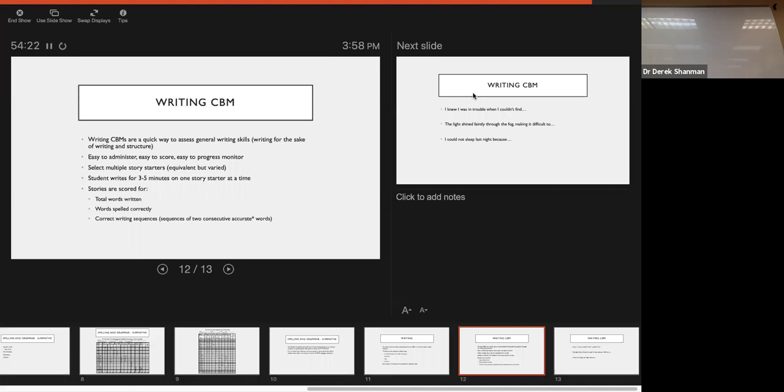So a correct writing sequence is a sequence of 2 consecutive accurate words. Accuracy is spelling, it's grammatically accurate, it's reasonable within American English, correct punctuation, correct capitalization. So the beginning of a sentence, if you start with "She ran away," period. All right. So when I'm counting correct writing sequences, I'm going to put a caret each time there is a correct writing sequence of 2 words.